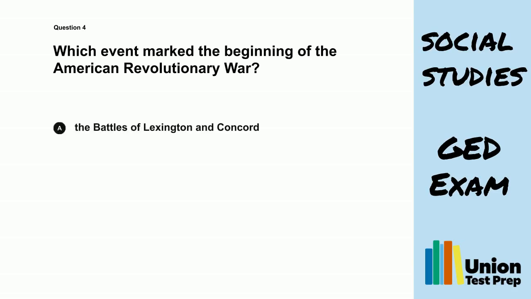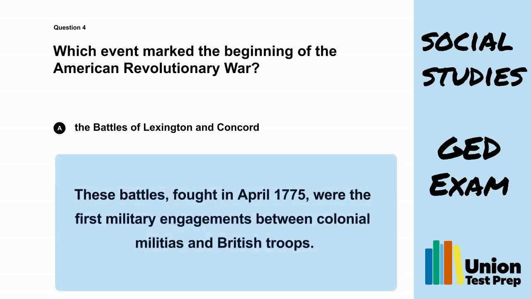The correct answer is A. The battles of Lexington and Concord. These battles, fought in April 1775, were the first military engagements between colonial militias and British troops.